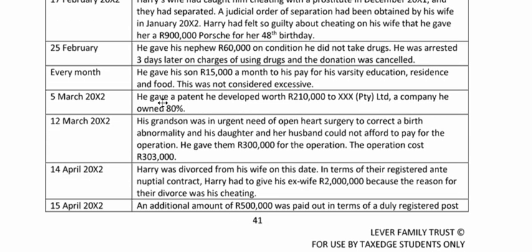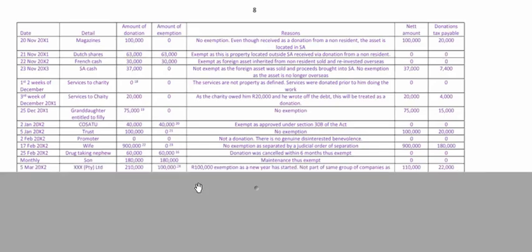Moving on. He gave a patent he developed worth 210,000 to XXX Pty Limited, a company owned 80%. Now, this is a bit of a trick. What it says inside the Act is that donations within the same group of companies are exempt from donations tax, and the defined same group of companies is 70% or more. Even though he owns 70% or more of this company, he's not a company. This is not within the same group of companies. So this 210,000 will be subject to donations tax.